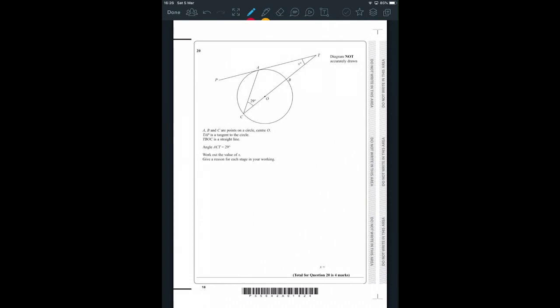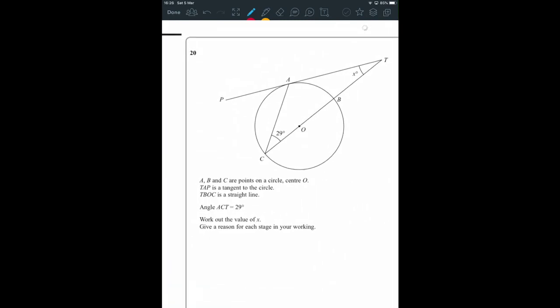Question 20, a circle theorem. We have A, B, and C on a circle. We have TAP, a tangent, and TBOC is a straight line. And we have a single angle in there. We want to try and work out the angle X. Well, that's maybe not immediately obvious.